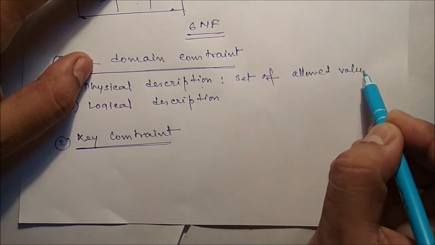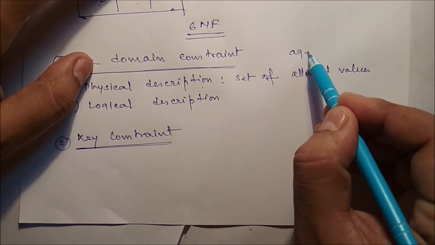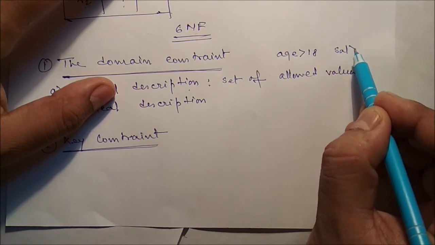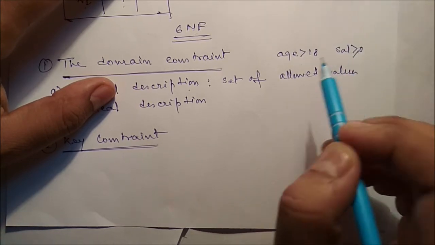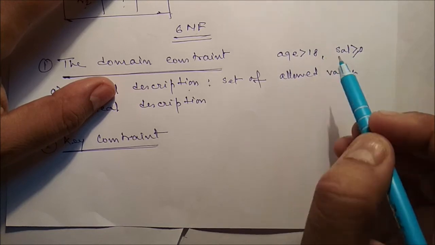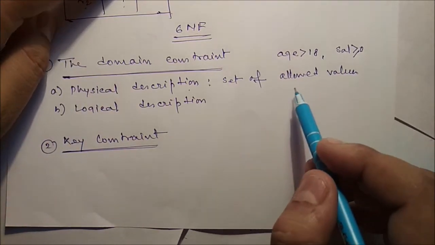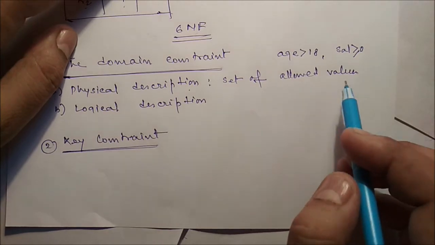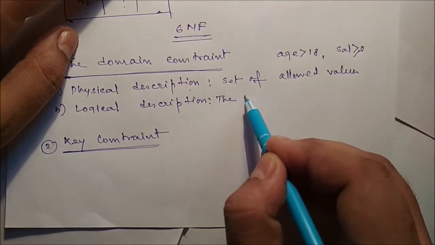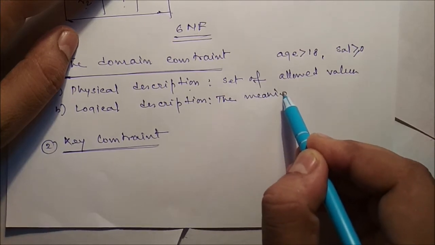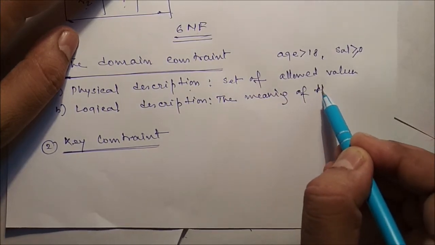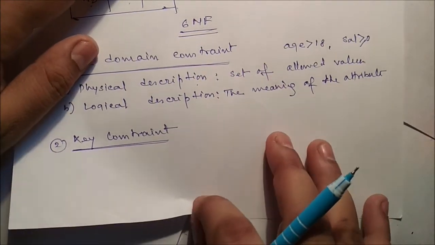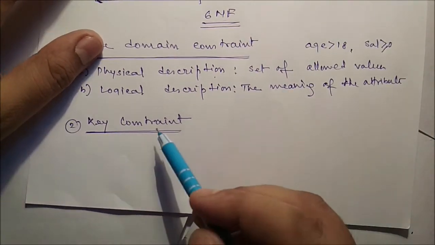So already you know, say age should be more than 18, or salary should be greater than or equal to 0. So these are the constraints. These are the physical description, or this is called the domain. Similarly, logical description is the meaning of the attribute. So the domain. Now next is key constraint.